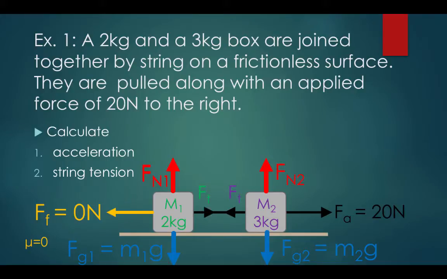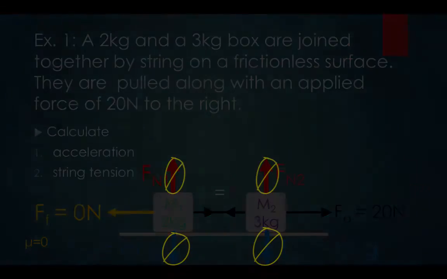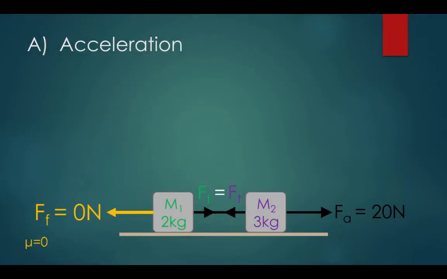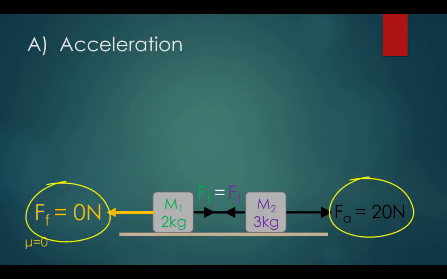Now force tension in the wire will be along the entire length of the wire. The tension will be equal but opposite at the ends of the string. Let's calculate acceleration. For this problem, we can ignore force gravity and force normal, so our free body diagram can look like this. Who wins the tug-of-war? Applied force or friction force? Well, applied force wins as friction is 0 and the objects move to the right.